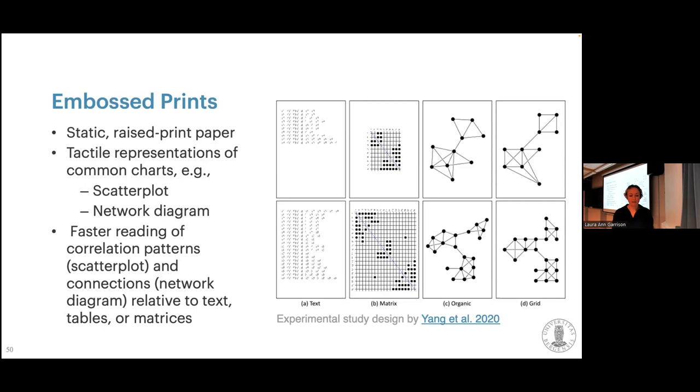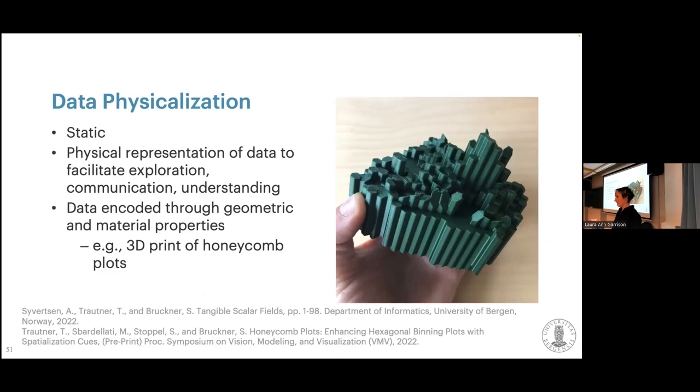We can also move into data physicalization. So I have props for this, which Thomas graciously let me use, so I can pass these around for anyone who's interested in using them. And so a data physicalization, or just a physicalization, is a physical artifact whose geometry or material properties can encode data. It encourages engagement because you're actually physically manipulating the thing. So you can explore, you can communicate information, and it helps people understand information. And they can be inspired by real world objects, such as this honeycomb plots project inspired by honeycombs.